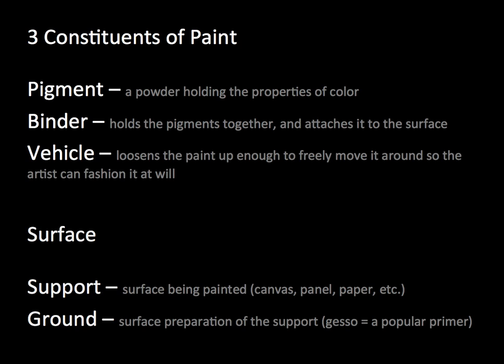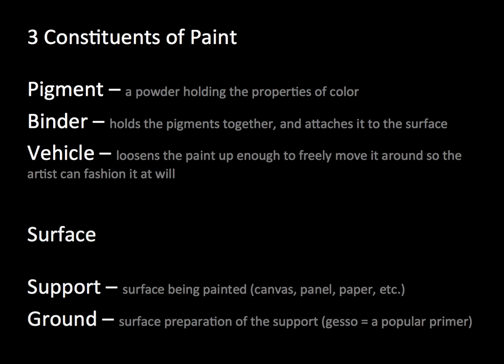Now if you took that and you threw it against a wall to paint a wall, not much of those pigments would stick, and so that's why you need a binder. Binder holds the pigments together and attaches it to the surface. And then the last thing here, the vehicle, it loosens up the paint enough to be able to move it around freely so the artist can fashion it at will. Okay, and so those three things are what makes up paint.